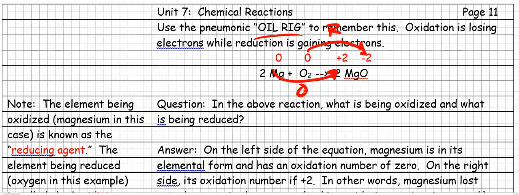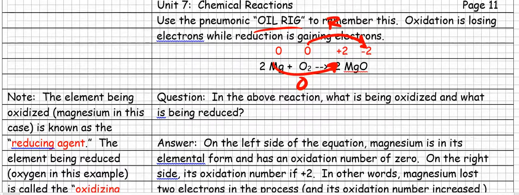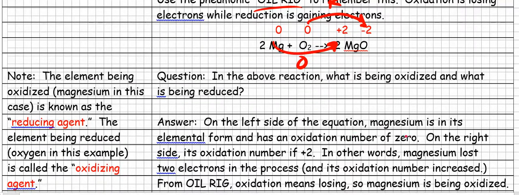So for every oxidation, there has to be a reduction. So in the above reaction, what's being oxidized and what's being reduced? Let's take a look at the answer. It says on the left side of the equation, magnesium is in the elemental form and has an oxidation number of 0. On the right side, its oxidation number is +2. In other words, magnesium lost 2 electrons. It went from 0 to +2. It lost 2 electrons in the process.